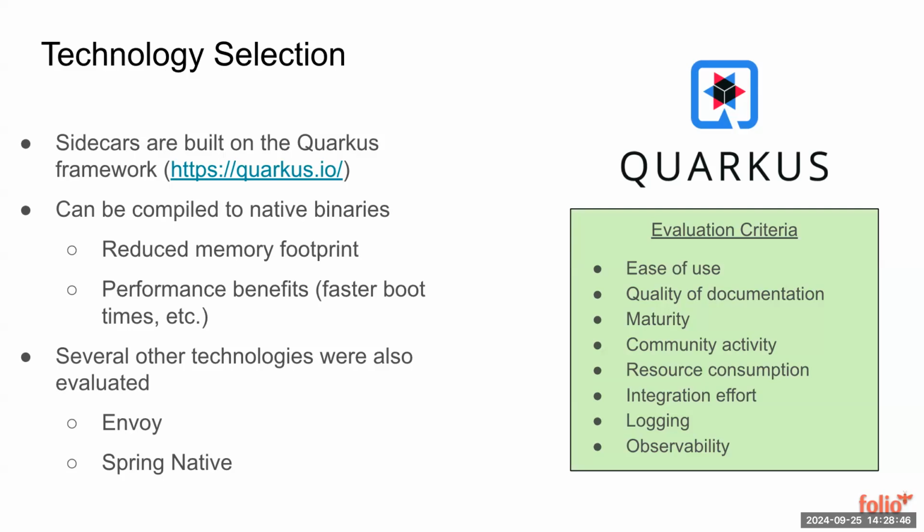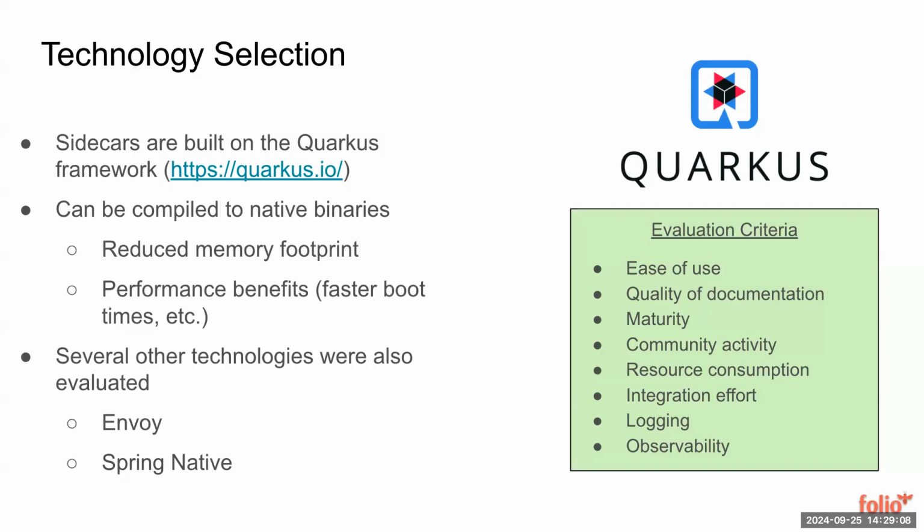We did evaluate other technologies, specifically Envoy and Spring Native, and here's some of the criteria that we used during that evaluation. So, is it easy to use? What is the quality of the documentation? How mature is the project? Community activity, resource consumption, integration effort, and then logging and observability.